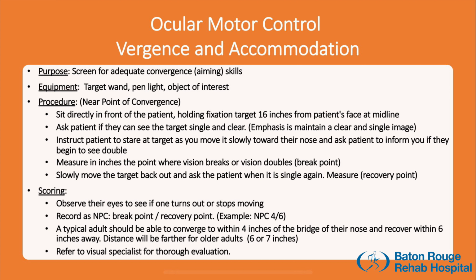This is known as the breaking point. Lastly, you will slowly move the target back out and ask the patient to let you know when the target becomes single again. Measure this distance in inches and record it as the recovery point. A typical adult should be able to converge within 4 inches and recover within 6 inches. However, older adults will have a greater distance for near point of convergence due to the normal pathology that occurs with age. The lens becomes less flexible and unable to accommodate as efficiently as aging occurs.